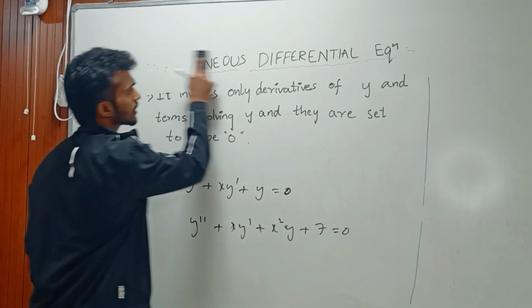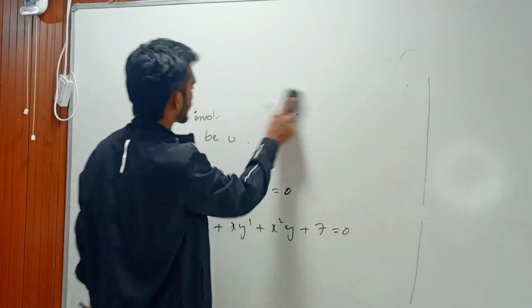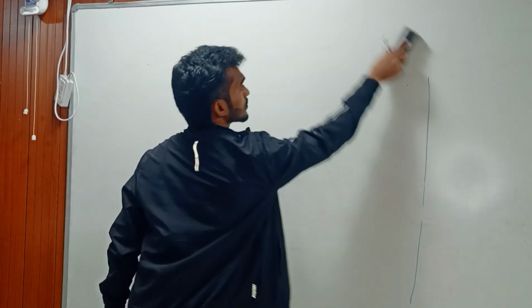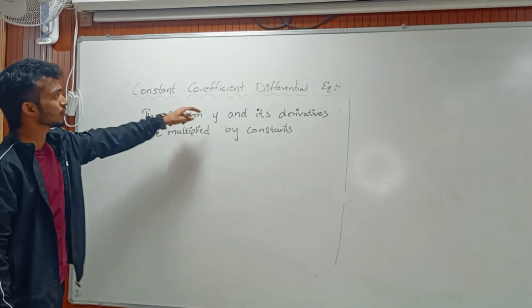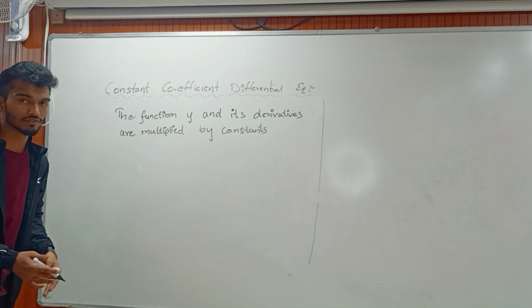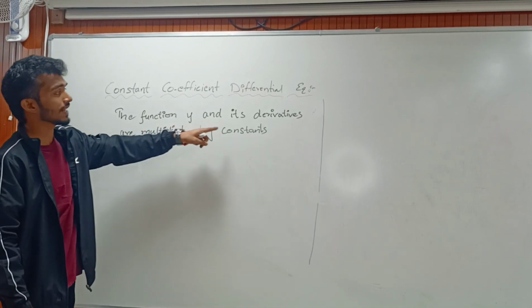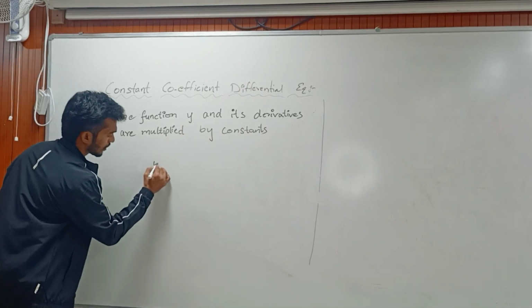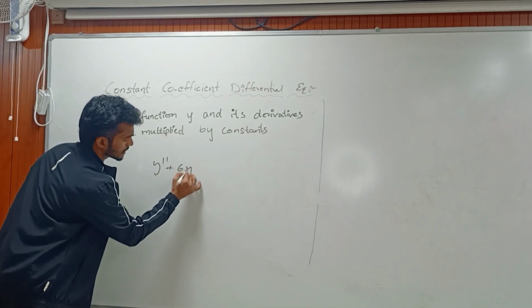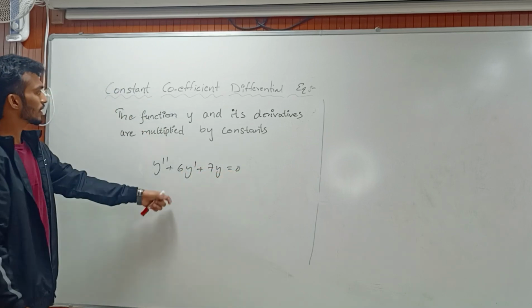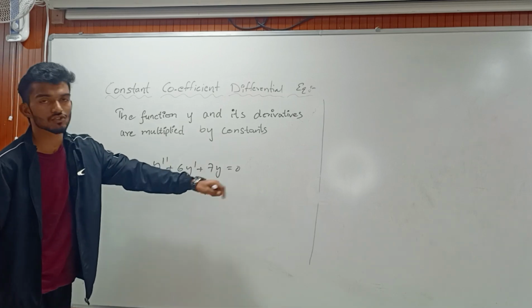And coming to constant coefficient and variable coefficient differential equations. Constant coefficient differential equations. The equation is said to be a constant coefficient differential equation if the functions of y and its derivatives are multiplied by constants. Let me give an example. y double dash plus 6y dash plus 7y equal to 0. It is a constant coefficient differential equation.